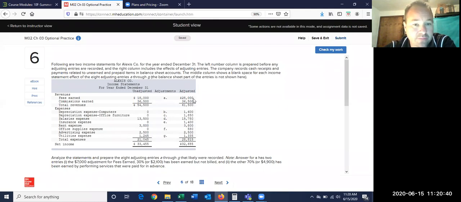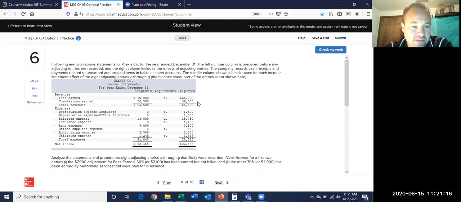Revenues went up $7 grand. Depreciation went up from 0 to there. Our salaries went up. So what it's telling us to do is, by using these, mentally think about what probably happened. It says, do the 8 adjusting entries that were likely to occur to get to the amounts that they're at. And it does tell us one note, one thing we have to know before we can finish this.